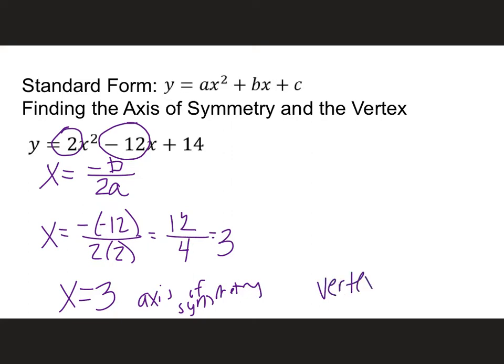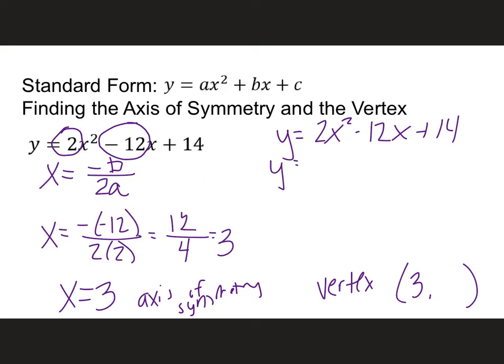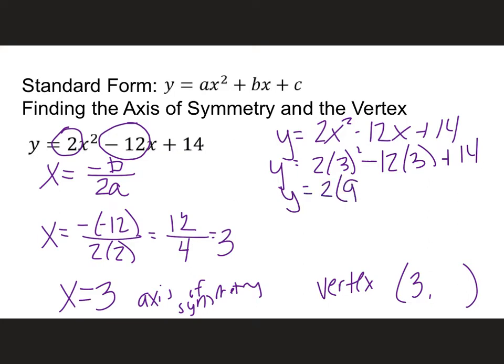So I can go ahead and, for my vertex in the ordered pair, put 3 for x, and then like we did a while ago, I'm going to take the equation, y equals 2x squared minus 12x plus 14. I'm going to substitute in 3 for x. So y equals 2 times 3 squared minus 12 times 3 plus 14. This simplifies to 2 times 9 minus 36 plus 14.